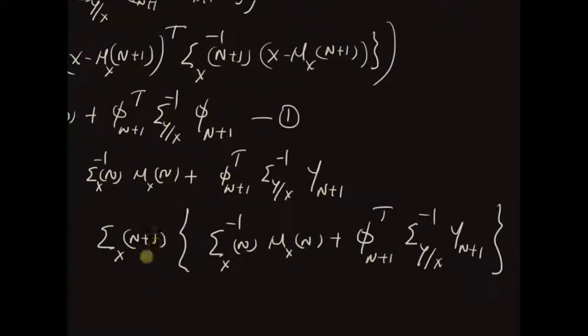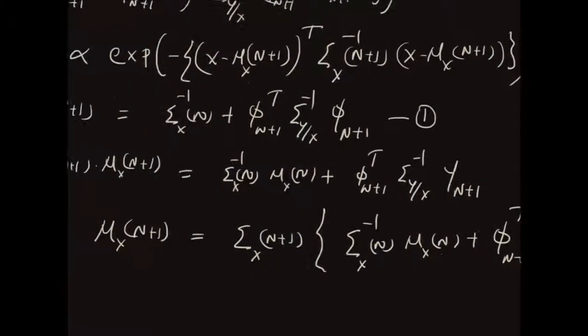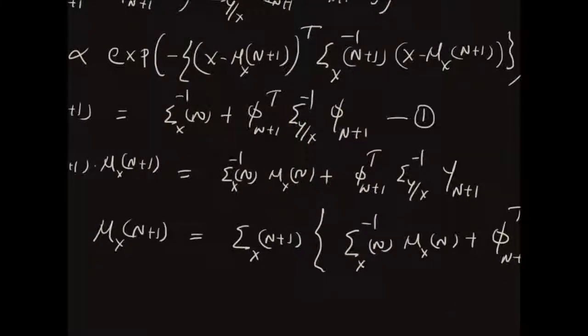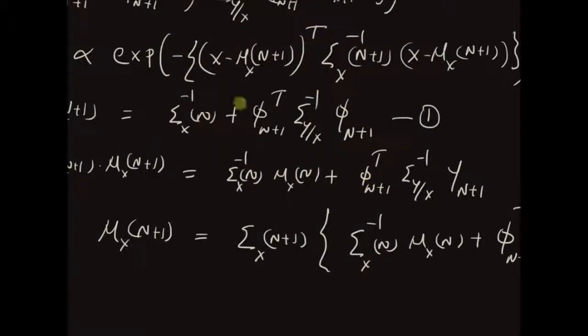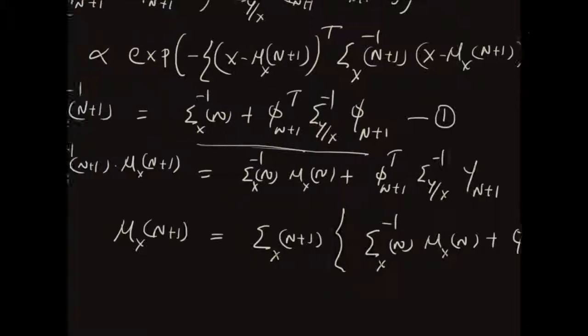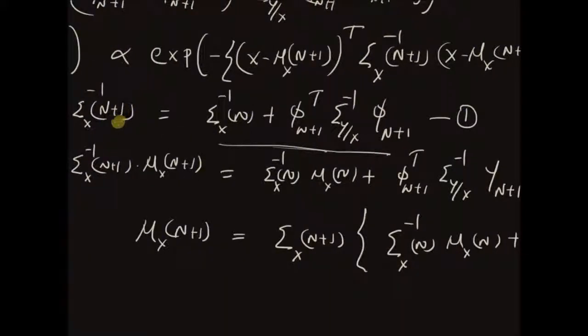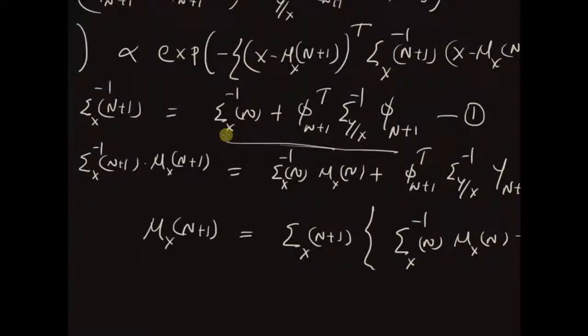So this expression gives the n plus 1th mean vector of the hidden variable vector x, and this expression gives the inverse of the covariance at the n plus 1th measurement. Thus, for a linear Gaussian model, we can derive the sequential Bayesian estimates of the mean and covariance of the hidden variable.